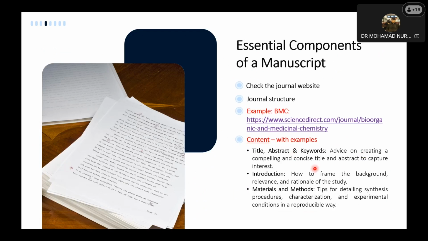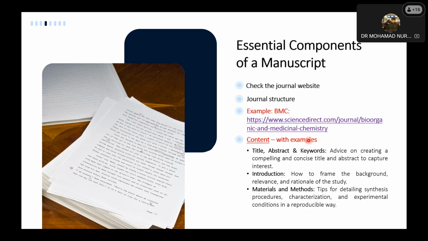Okay, from time to time I'm working very closely with the students to advise what they need to do. So the second one, introduction: how to frame the background, relevance and rationale of the study. Normally we highlight what we want to study. Okay, and after that we narrow down to the objective and also the hypothesis. This is very important. Okay, from time to time we discuss with the student, with the respected co-authors, what we try to explain in our publications.